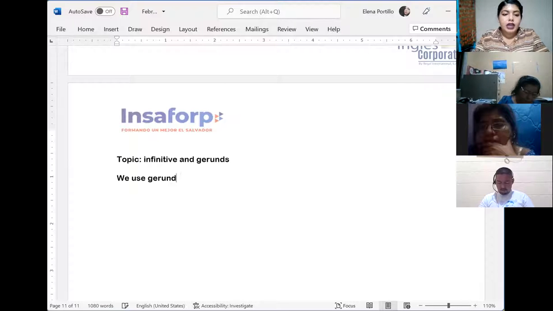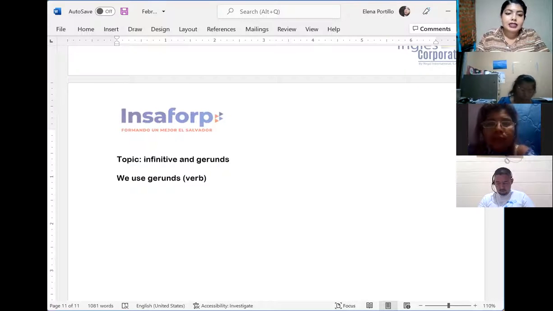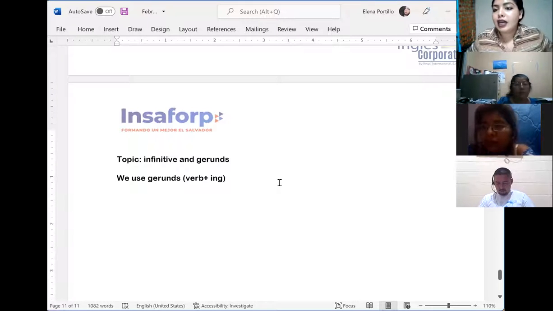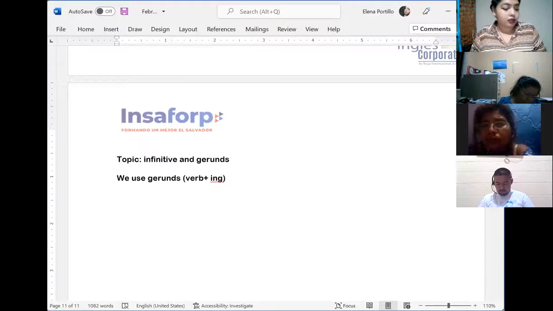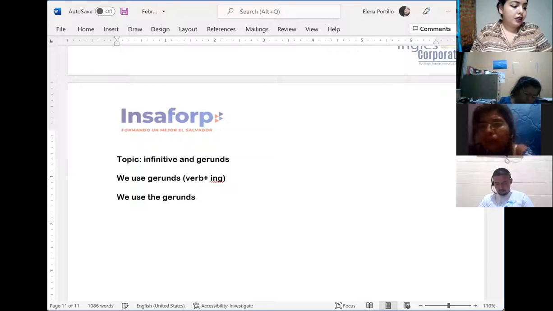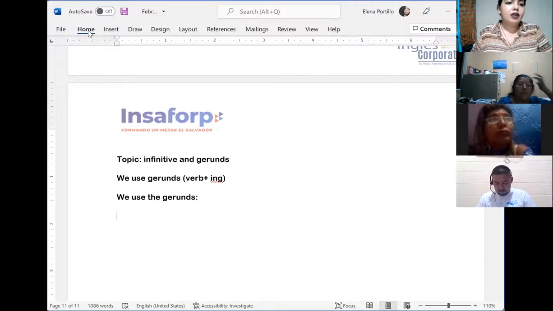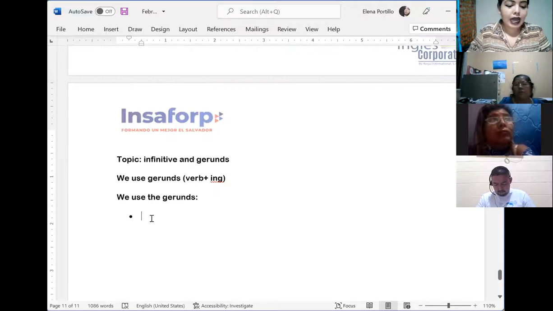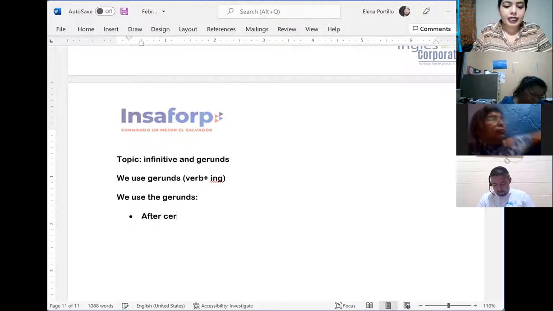We use gerunds, and we have the formula for these kinds of verbs, that is the verb plus the ing form. In this case, it's adding the ing at the end of the verb. So we are going to make some kind of list. And we have the first one. We use gerunds after certain verbs. And we have an example.